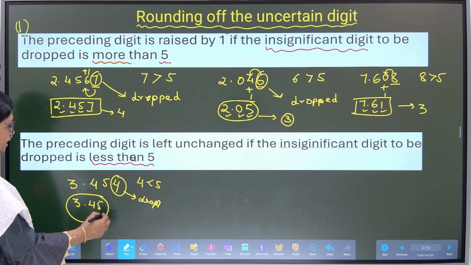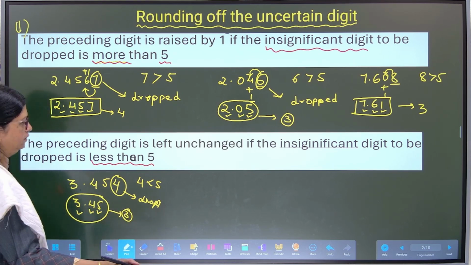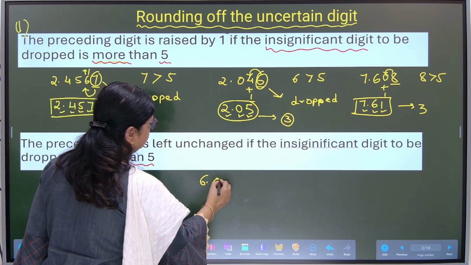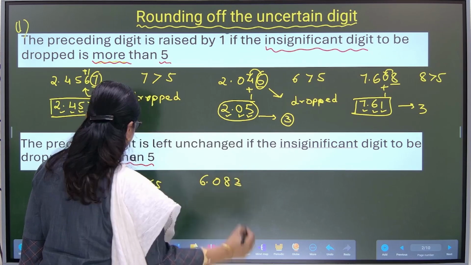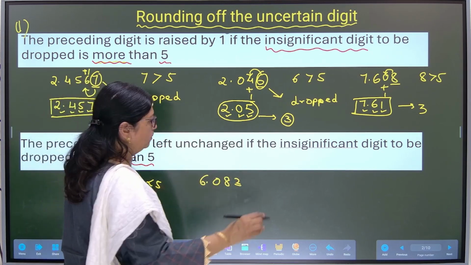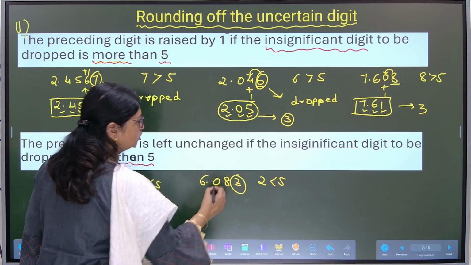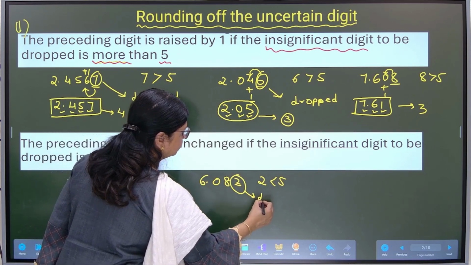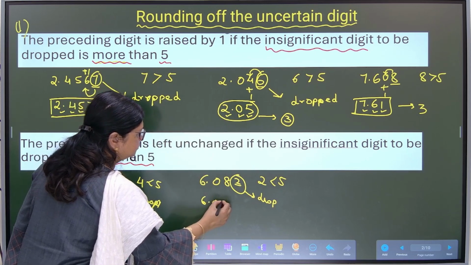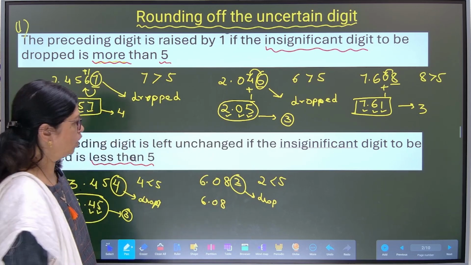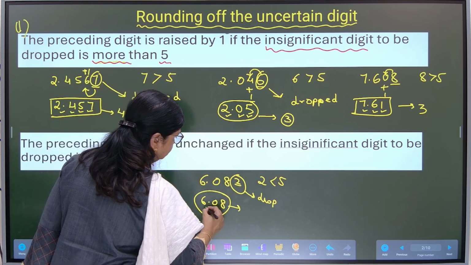Okay. Having 3 significant figures. Let us take one more example. 6.082. Here 2 is underlined. 2 is to be dropped, but 2 is less than 5. So what should I do to this 2? Drop it. What should I do with 8? Write it as it is. Correct? So how many digits does this have as significant digits? 3. 1, 2 and 3.